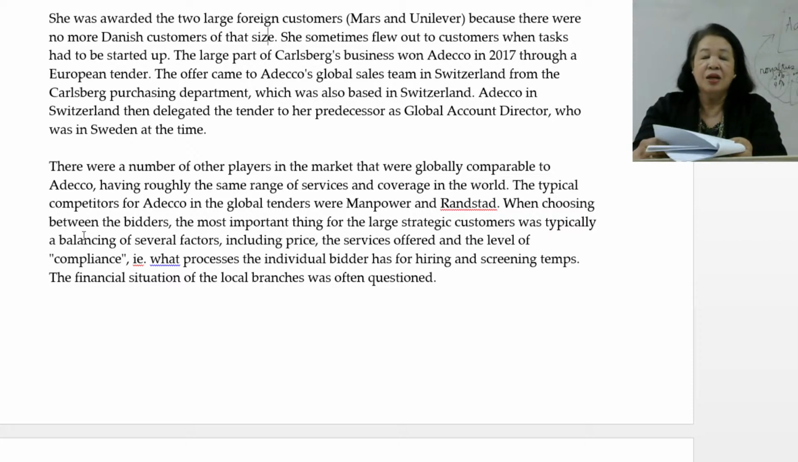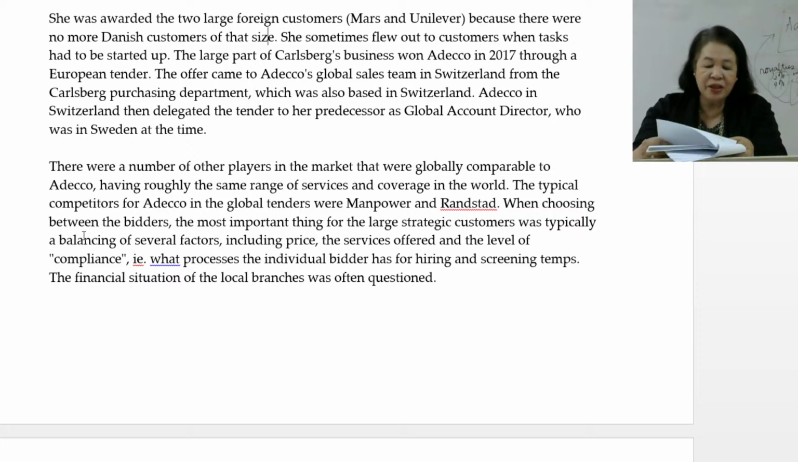So ito na yung pagka kasi ikaw ay industry player, you must know kung sino yung mga kalaban mo, no? Who are the other major players in that industry. Kasi pag gumawa ka ng transfer pricing analysis, isama mo yan sila, no? Hindi pwedeng hindi mo isama kasi sila yung the best na comparable in your study, no? So having roughly the same range of services and coverage in the world. So ito yung mga competitors nila.